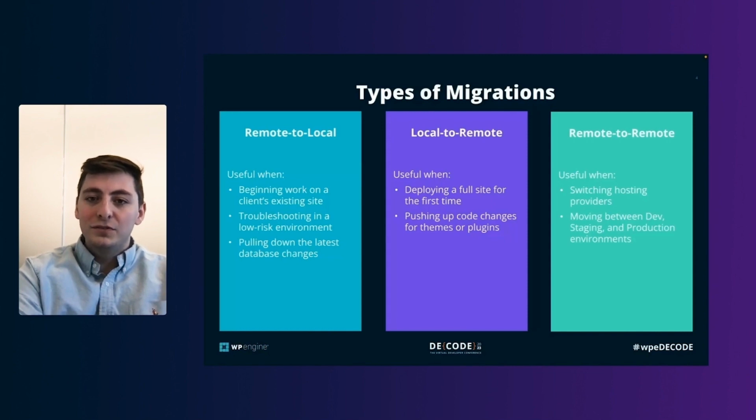The second is local to remote. So when you're going back from your personal machine up to the hosted server somewhere. So you're either deploying a full site for the first time, or you've made some code changes and you're pushing those changes up, call it for themes or for plugins, whatever that might be that you'd like to see reflected live on your site. And the third is remote to remote. We won't dive too much into this one today, but it is something that is possible with the tools you'll learn about. You'd use this typically when you're either switching hosting providers, so moving from host A to host B, or potentially when you're moving between dev, staging, and production environments, wherever your site may be hosted.